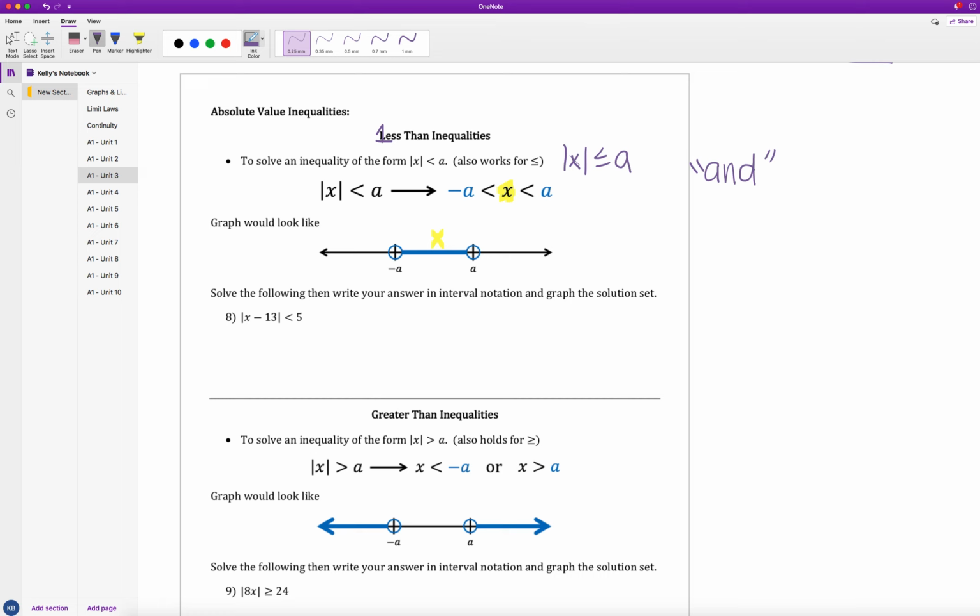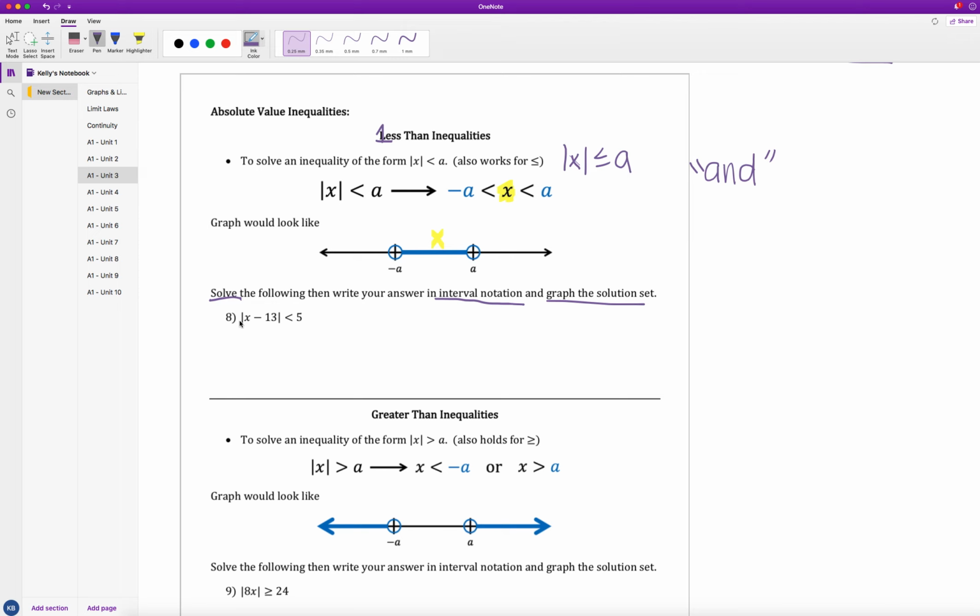So it says solve the following, then write your answer in interval notation, which we talked about in a prior video as well, and graph that solution set. So I have to do 3 things. I need to solve. Once it's solved, I can then write my answer in interval notation, and I will need to graph the solution set. So let's first start by solving this.